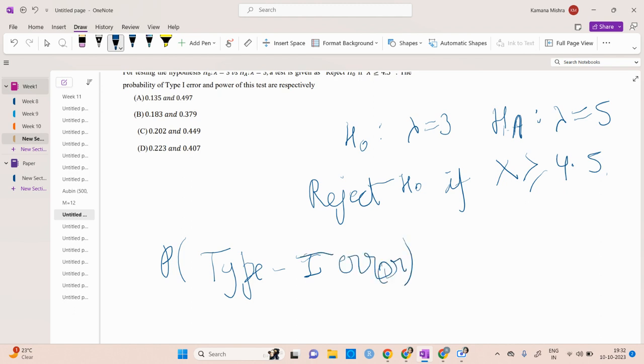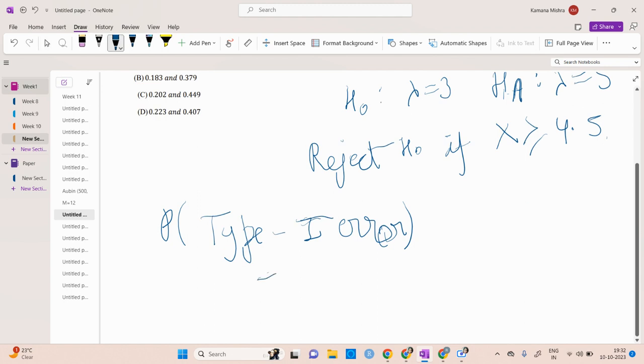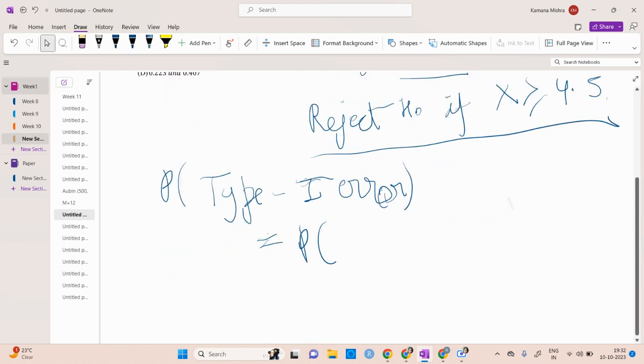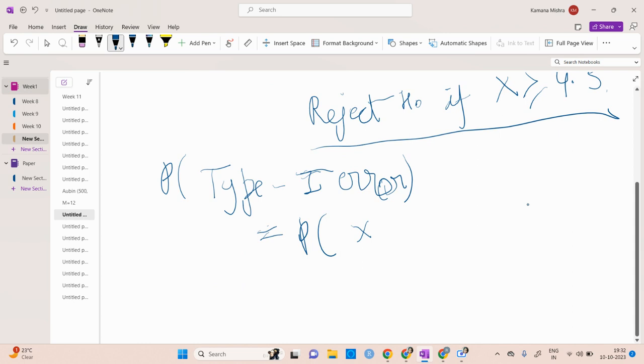I really request you to go through the questions, because sometimes type 1 error, type 2 error, and the power of the test are so confusing, that is, which region you need to use. So this is reject H naught when H naught is true. So lambda is equal to 3. So x greater than or equal to 4.5 given lambda is equal to 3.